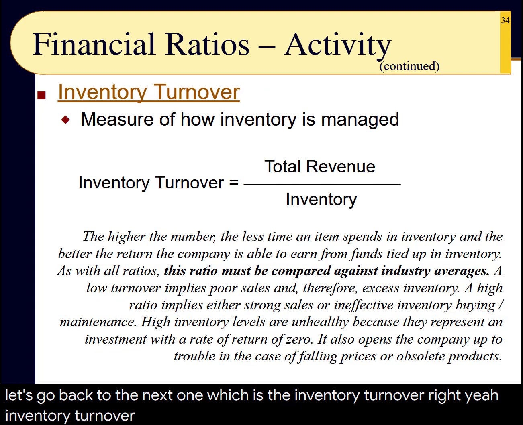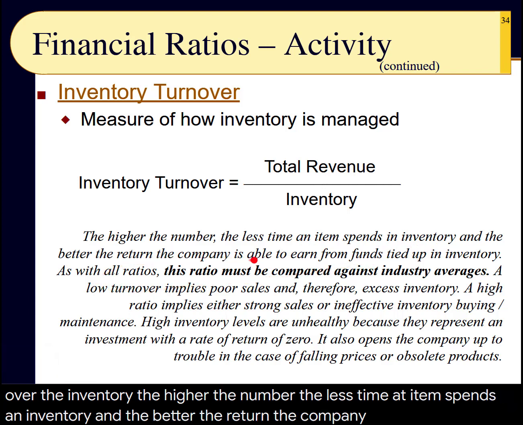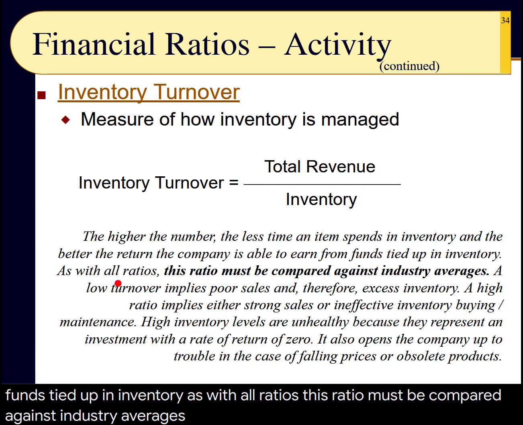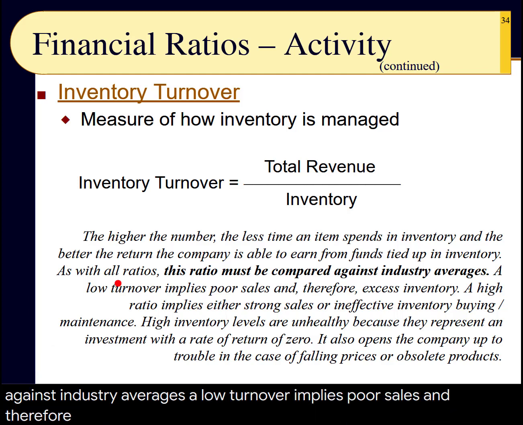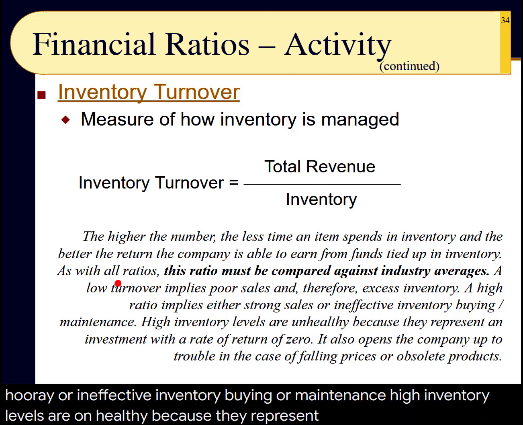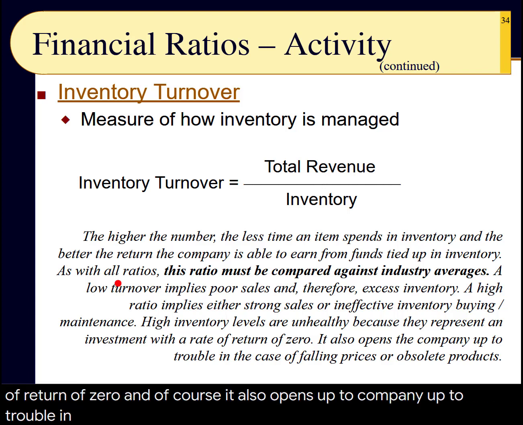Inventory turnover is going to take a look at how often they turn over the inventory. The higher the number, the less time an item spends in inventory, and the better the return the company is able to earn from funds tied up in inventory. As with all ratios, this ratio must be compared against industry averages. A low turnover implies poor sales and therefore excess inventory. A high ratio implies either strong sales, hooray, or ineffective inventory buying or maintenance. High inventory levels are unhealthy because they represent an investment with a rate of return of 0. And of course, it also opens the company up to trouble in the case of falling prices or obsolete products.